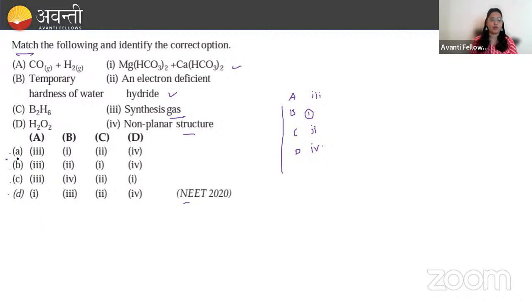You can see that option A is correct. Any doubt in this? Should I move forward?